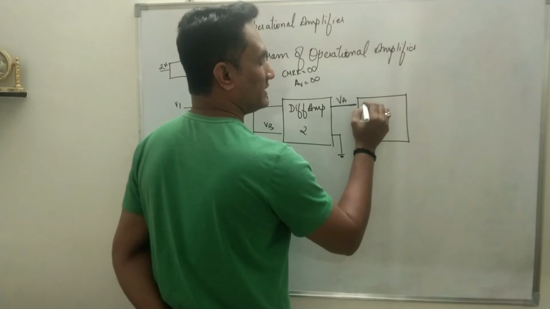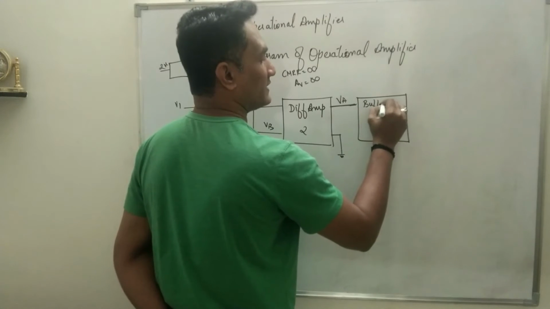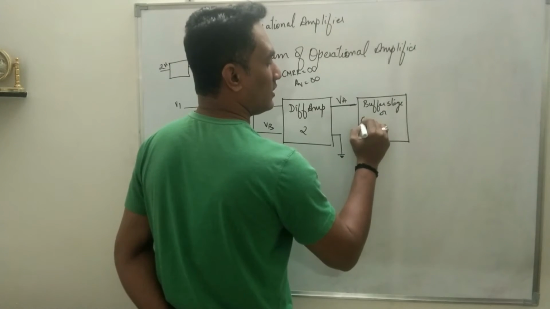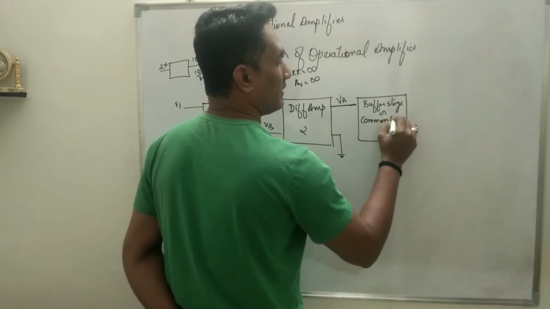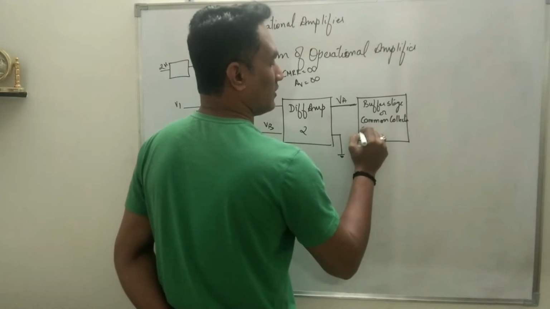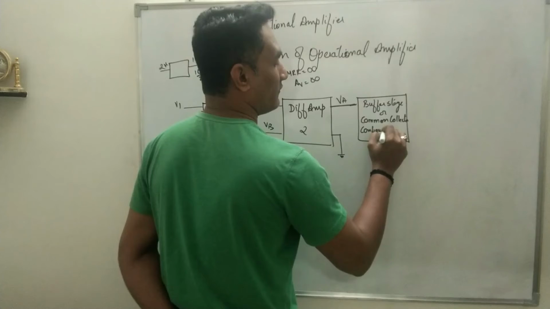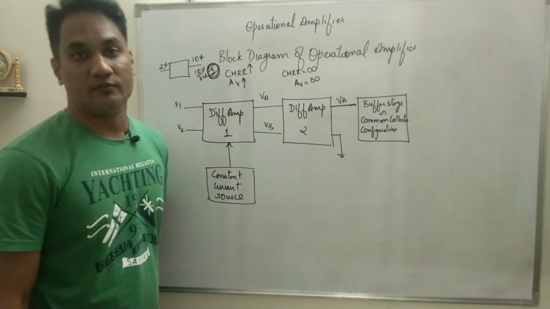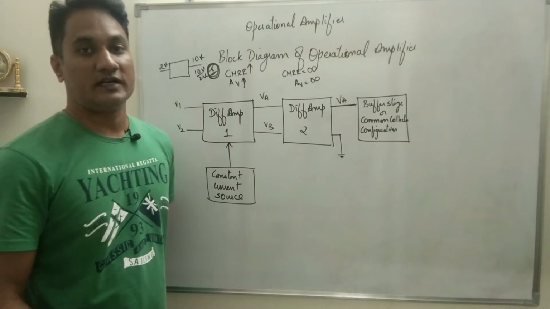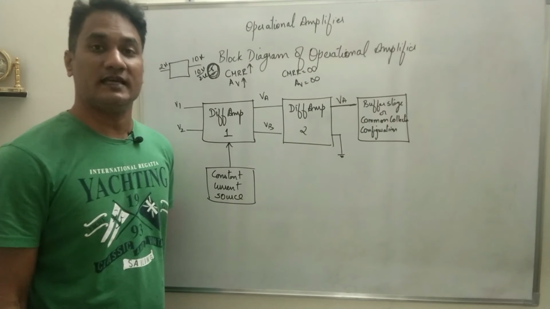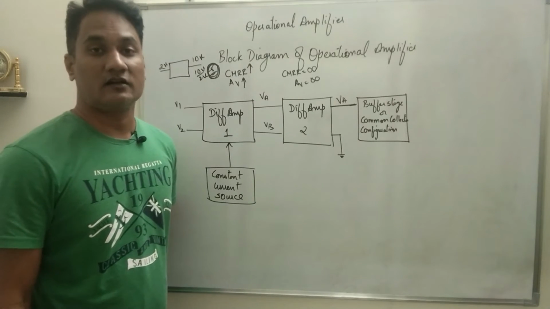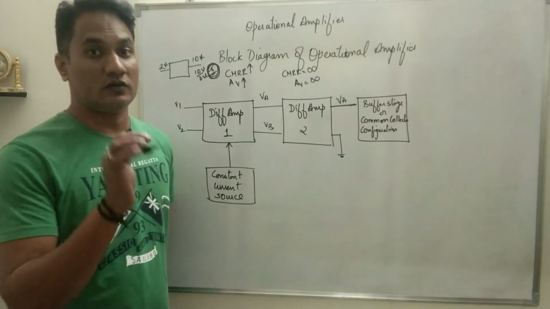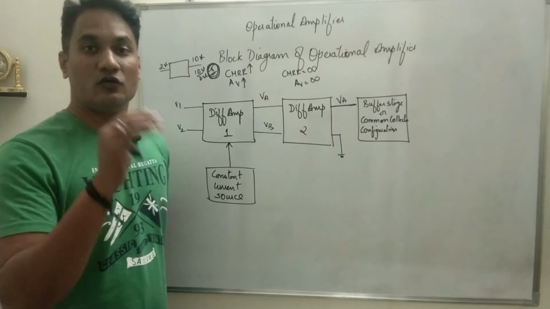Now the third stage is called the buffer stage, or the common collector configuration of the transistor. Common collector configuration means the collector is common for both input and output. And when we tried to understand the transistor's basic concepts, we said that for the common collector configuration, voltage gain is unity. That means it is not used for voltage gain, it is only used for current gain.